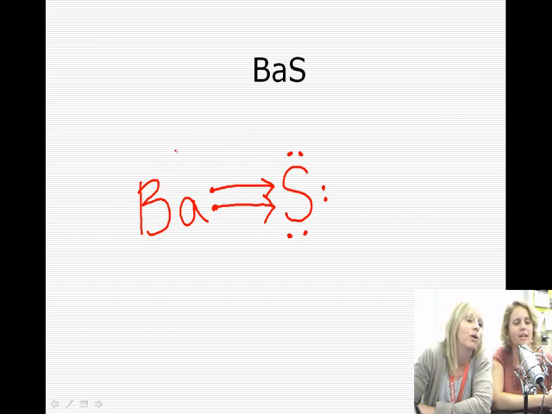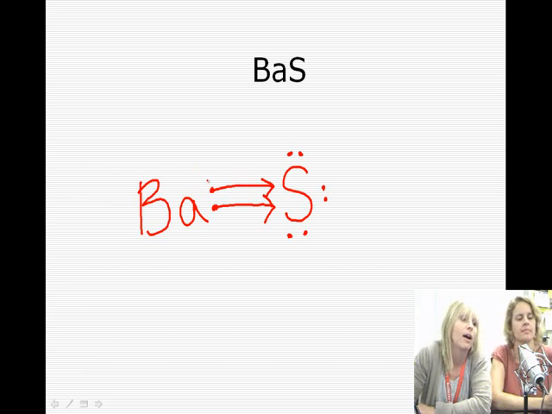Okay, now we've made our transfer. So remember, our first step was to draw the electrons in, the electron dot diagram. Now we're showing our transfer. And then our third step is to put the charges on.